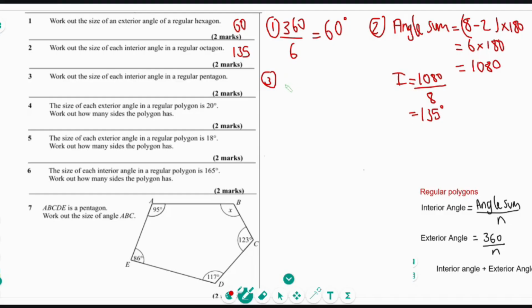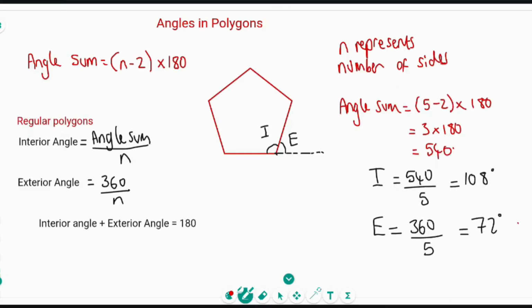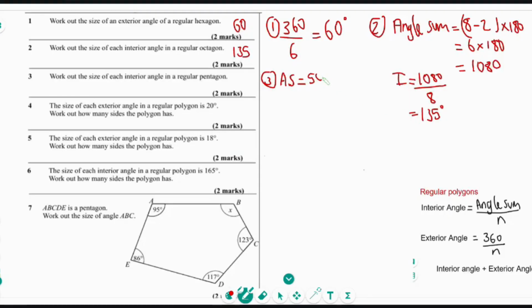3. Interior angle of a regular pentagon. So angle sum, we worked out previously, n minus 2 times 180 is 540. We did work out this before as well. 540 divided by 5, 108.